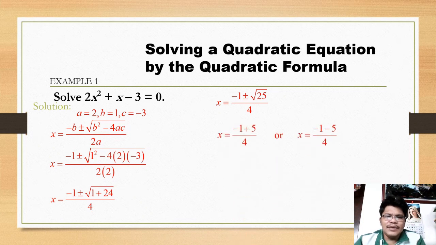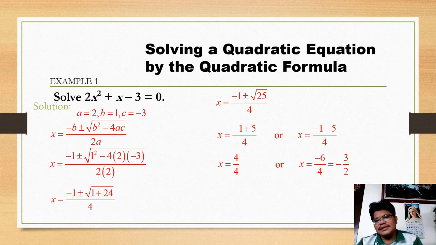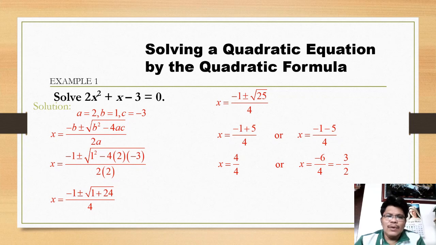So, that's why the first equation is x equals negative 1 plus 5 all over 4, or x equals negative 1 minus 5 all over 4. Now, simplify. What is negative 1 plus 5? So, the answer is positive 4 over 4. Okay, and the other one is negative 1 minus 5. So, the answer is negative 6 over 4. So, the answer is negative 3 halves. So, what is the solution of the quadratic? Of course, the answer is 1 or negative 3 over 2.